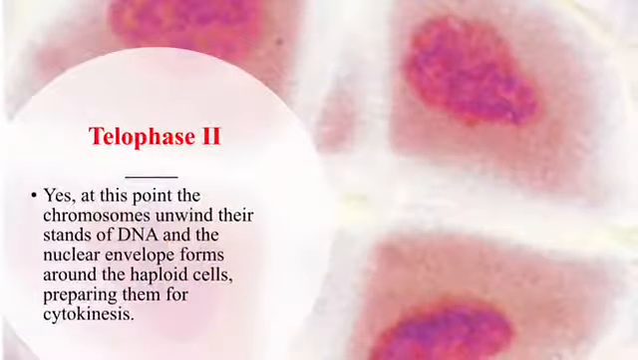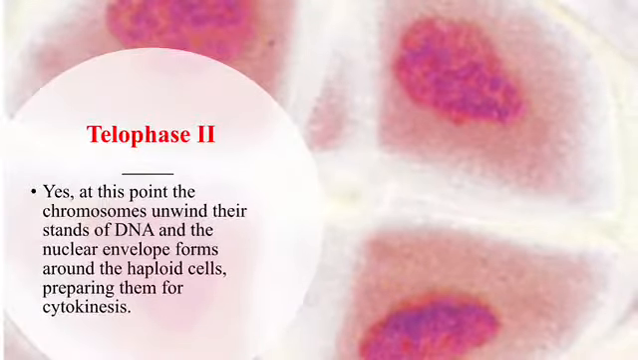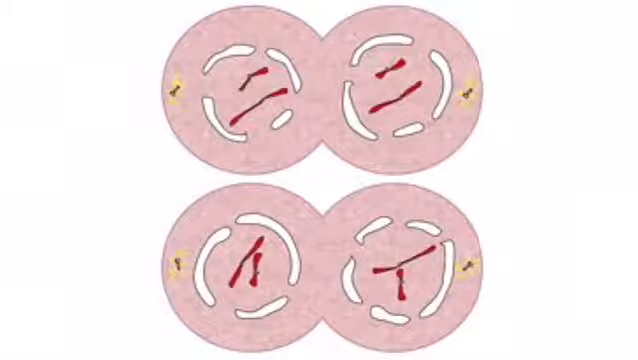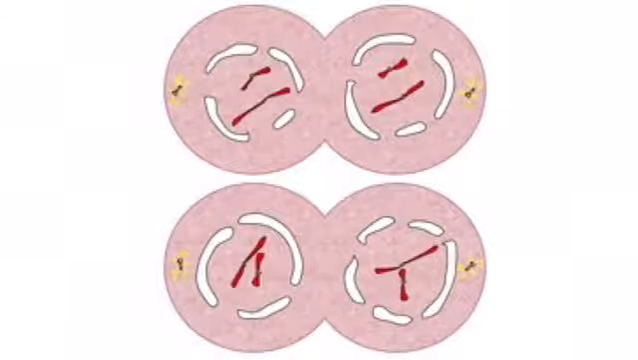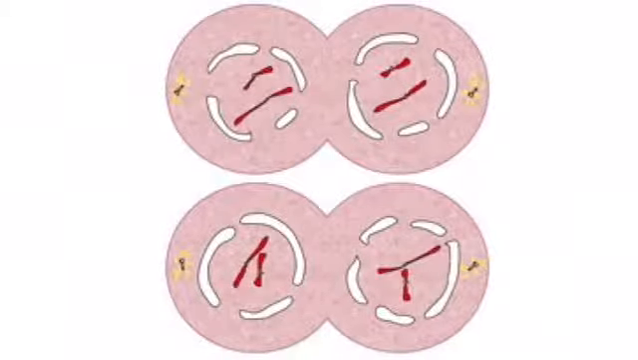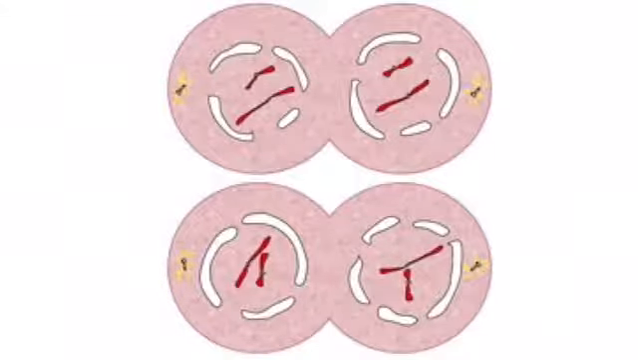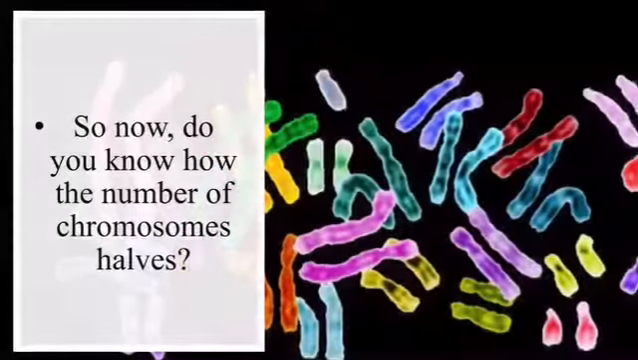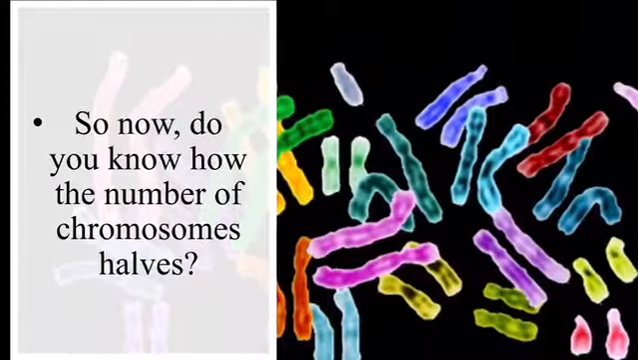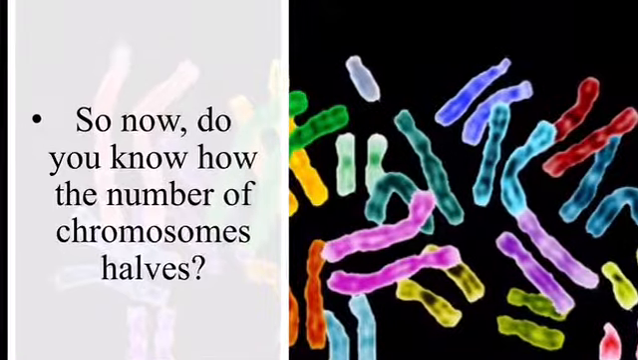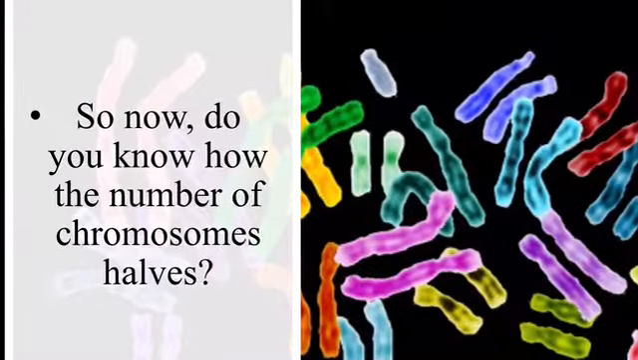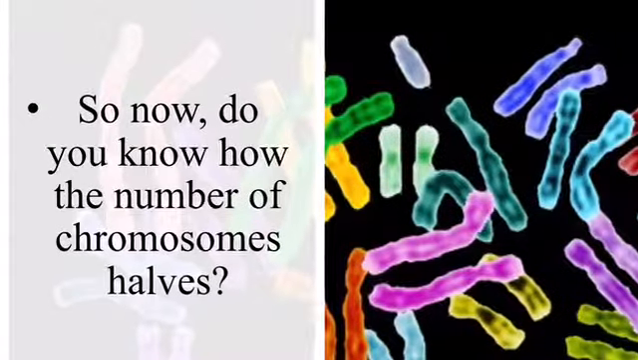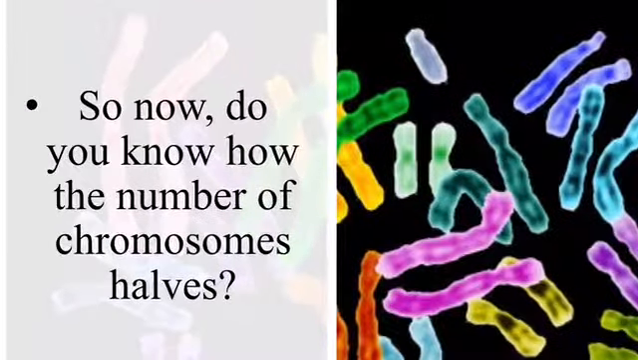Now we go to telophase 2. At this point, the chromosomes unwind once again and form strands of DNA, and the nuclear envelope forms again around the haploid cells, preparing them for cytokinesis. We should all know what cytokinesis means at this point. Remember, splitting of the cytoplasm. You know how we have the number of chromosomes? Remember, what is this fantastic process called? Reductive division. Yay, if you got that, you are a genius.